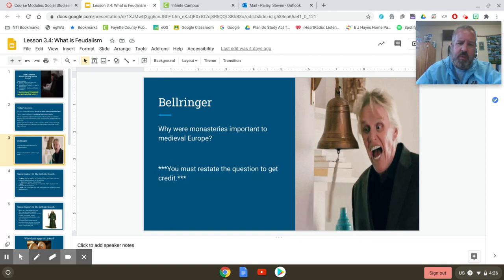On your bell ringer, remember to write in complete sentences to get full credit. And why were monasteries important to medieval Europe? This was in your lesson from last week. Hopefully you guys remember that. If not, maybe you need to go double check. Go back and reread through the module and go ahead and get those answers, all right? That way you can get your full points on your bell ringer.